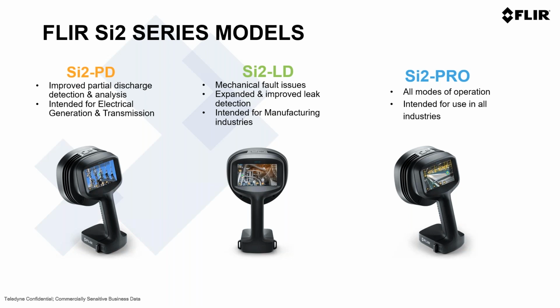So the FLIR SI2 series models, as I mentioned, are SI2PD, SI2LD, and SI2 Pro. The SI2PD is a camera for electrical use. It works finding and localizing partial discharges in medium and high voltage, giving the PRPD pattern, identifying the type of partial discharge, and then assessing them. So we give an assessment of the type of partial discharge and the severity level, with some extra recommendations in camera.